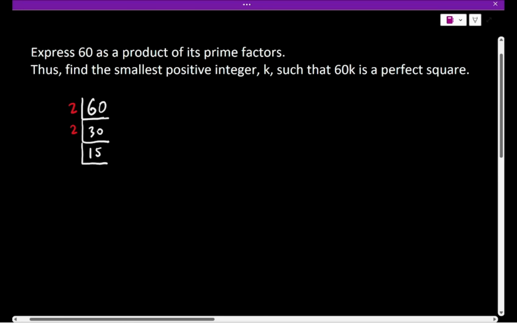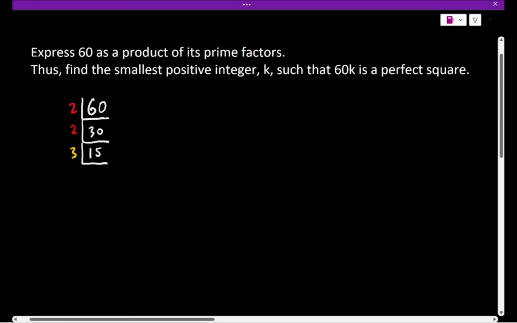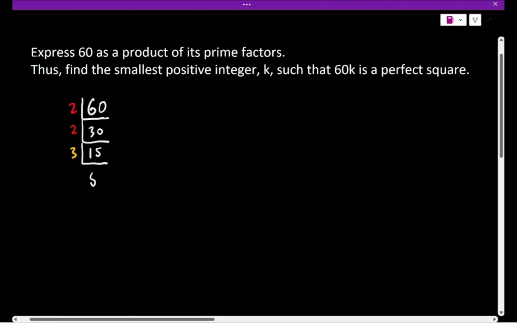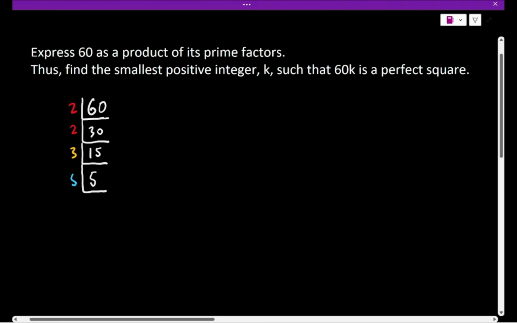Next, can we divide 15 by 2? Well, no. So we move on to the next prime number, which in this case is going to be 3. This divides 15, so this gives you 5. And then just do it one more time. Nope, we cannot. So we are going to move on to the next prime number, which is 5. 5 divided by 5 is 1, and we end off over here.